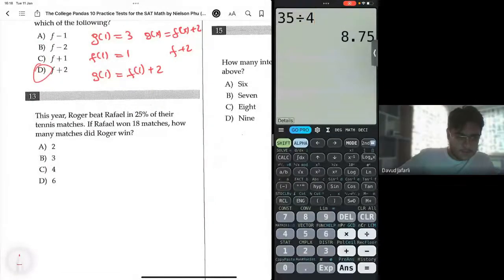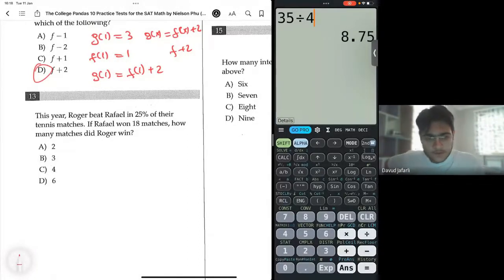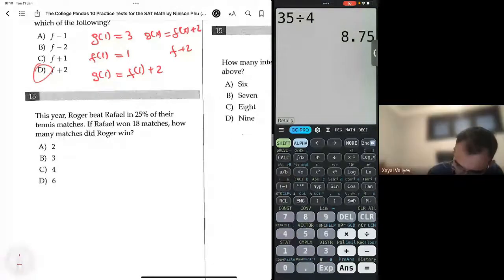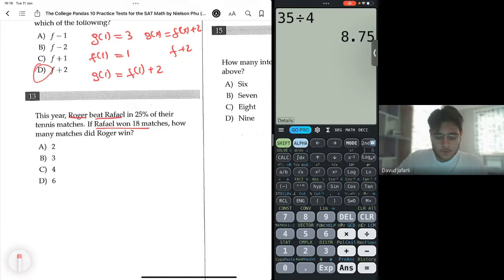This year, Roger beat Rafael in 25% of their tennis matches. If Rafael won 18 matches, how many matches did Roger win? Roger beat Rafael, Rafael won this. That means, should we multiply 18 by 0.25?